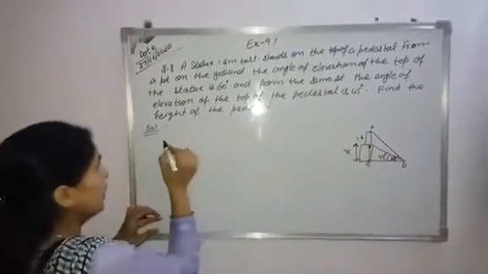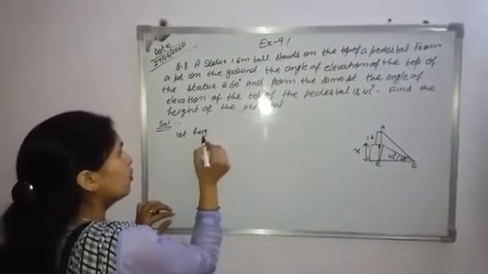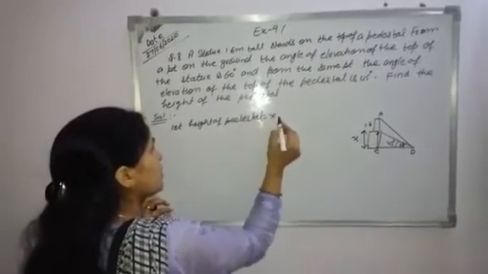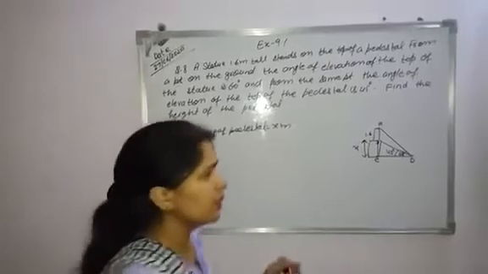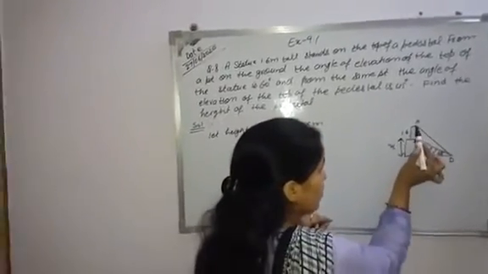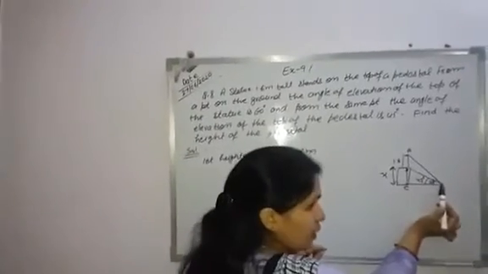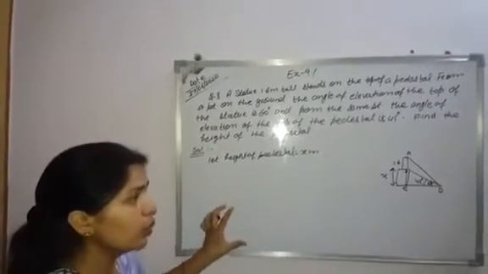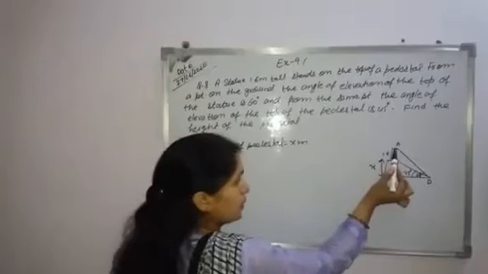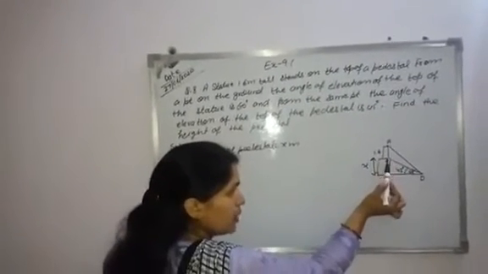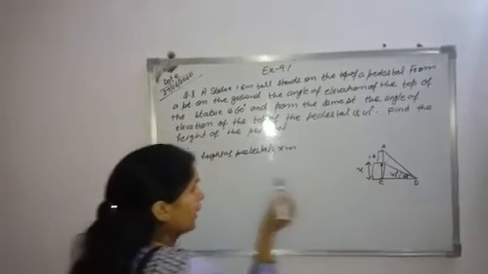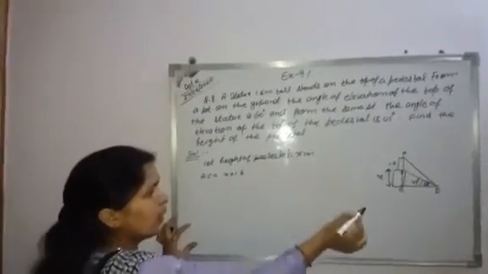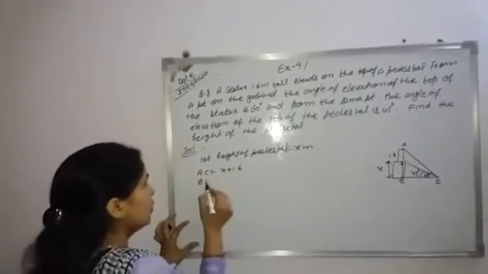Let us suppose height of pedestal is x meter. Okay. Again, in this case, we will take two triangles. First is A, C, D, and second is B, C, D. In this case, which value is given to us? This height is 1.6. This height is equal to x. So total AC is equal to x plus 1.6, and here BC is equal to x.